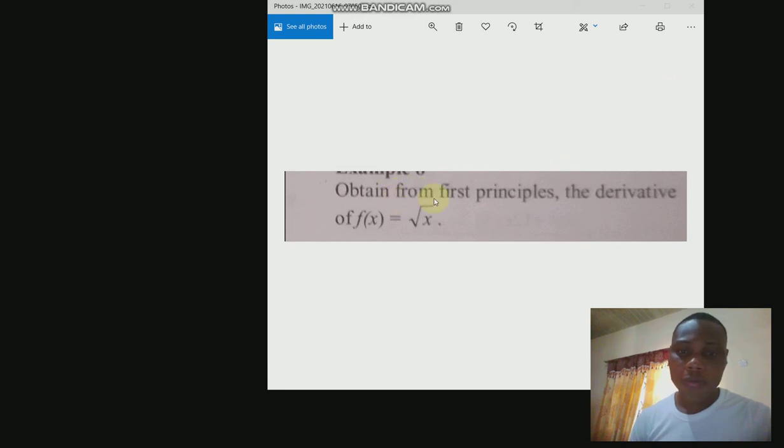We are supposed to obtain from first principles the derivative of f of x, which is the square root of x.